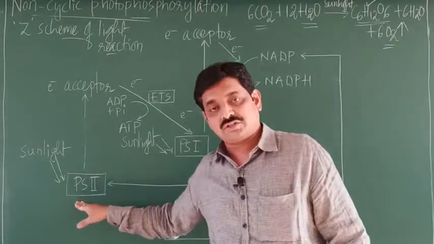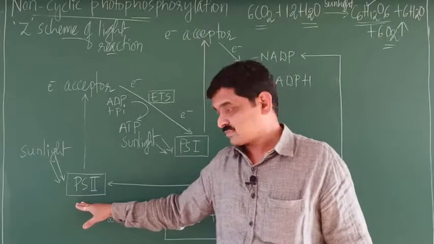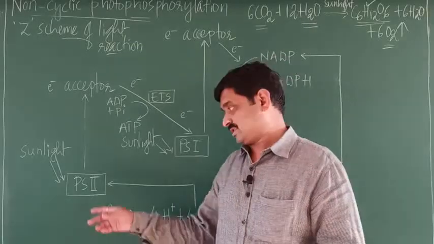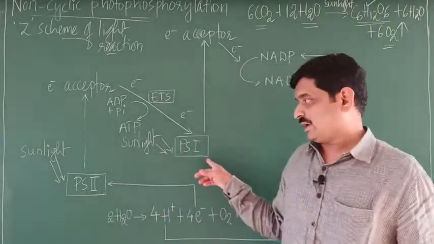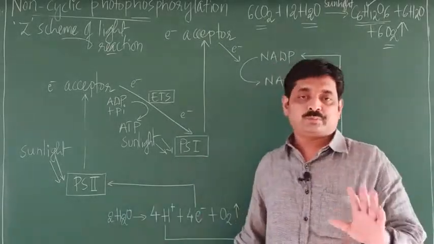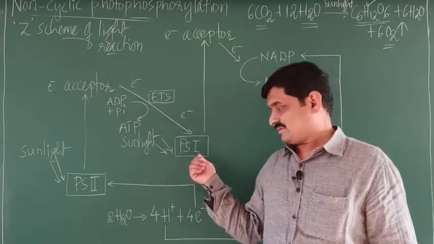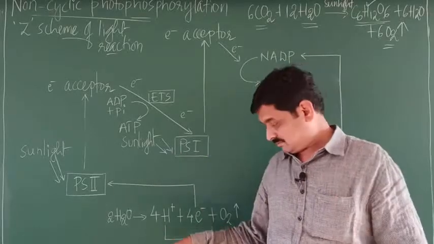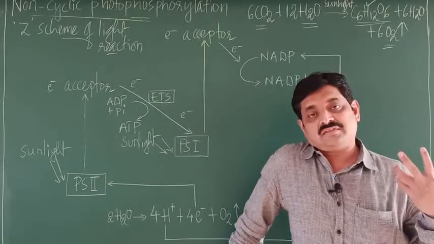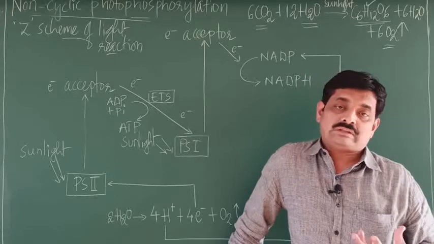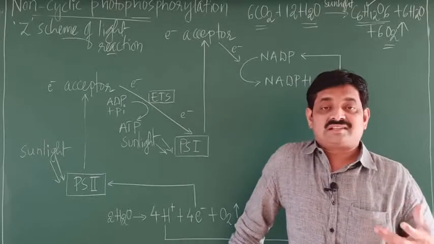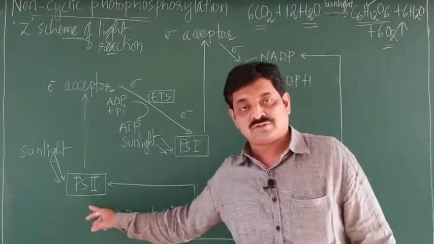So this is the starting point of this process. Now this process involves both photosystems, photosystem 2 and photosystem 1. Now what is this photosystem? Photosystem is the pigment protein complex present in the thylakoid membrane. It is classified as photosystem 1 and photosystem 2.